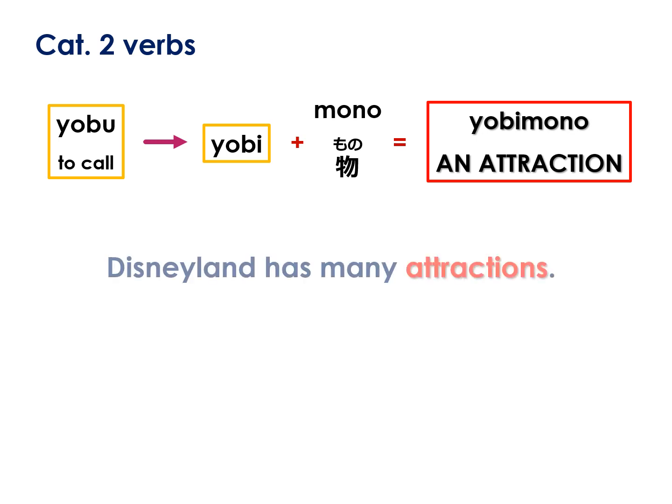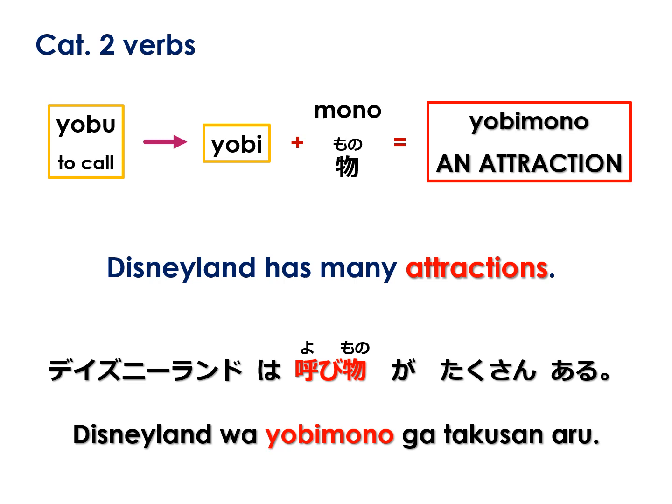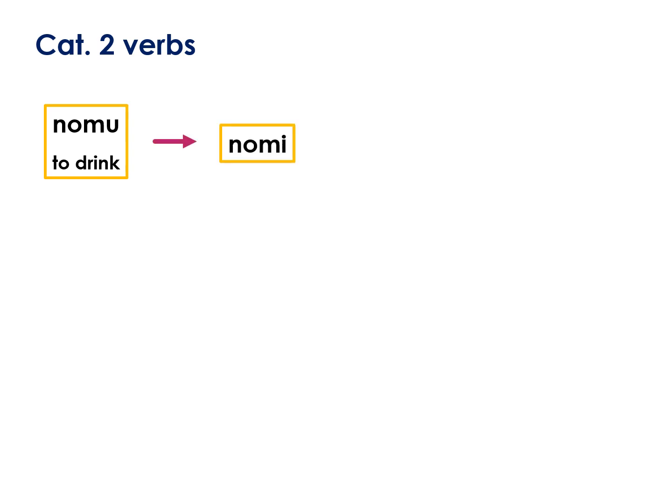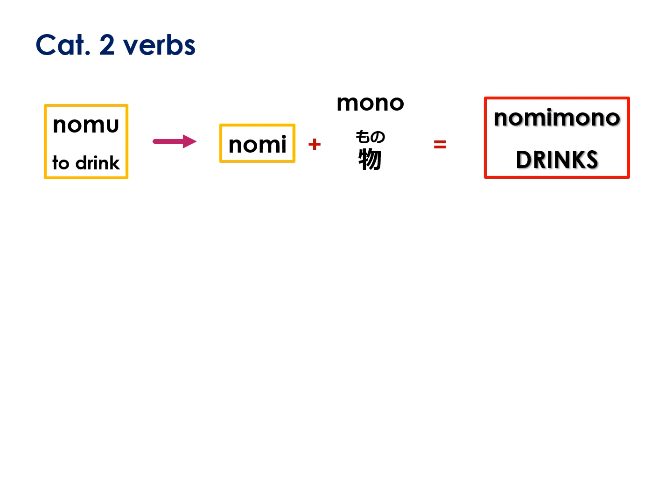And our sample sentence, Disneyland has many attractions. In Japanese, ディズニーランドは呼び物がたくさんある。For a mu ending verb, let's use nomu, which means to drink. Changing the mu to mi, we form nomi, which is our conjunctive. Then adding mono, we form nomimono, which means drinks.